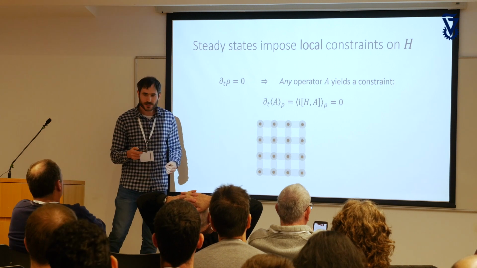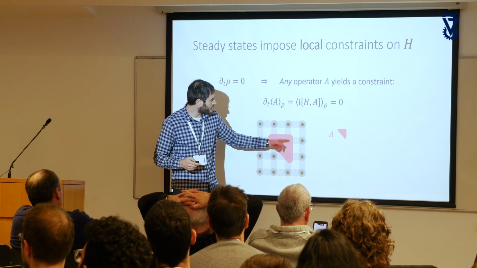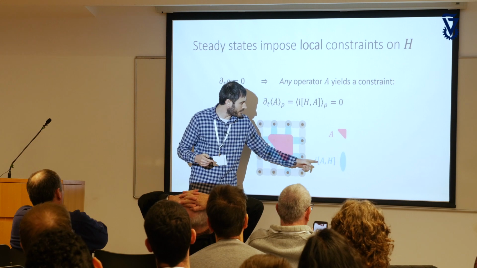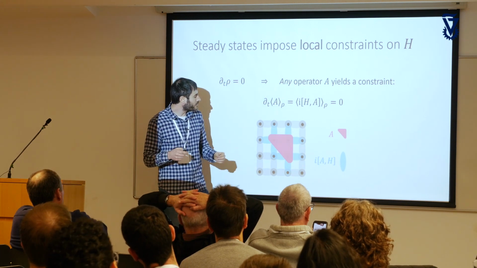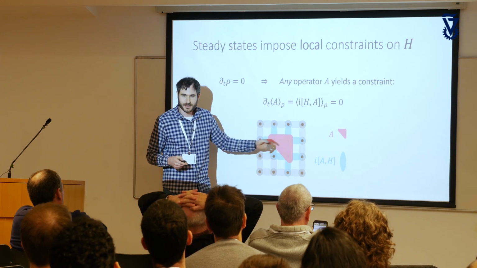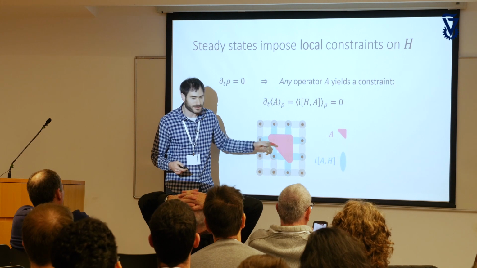So this constraint is purely local because if we pick an operator A that lives on these three sites, then the commutator of A with the Hamiltonian will only involve Hamiltonian terms that act on the same sites. So this gives us a constraint on the Hamiltonian terms that act on the same sites as A does.